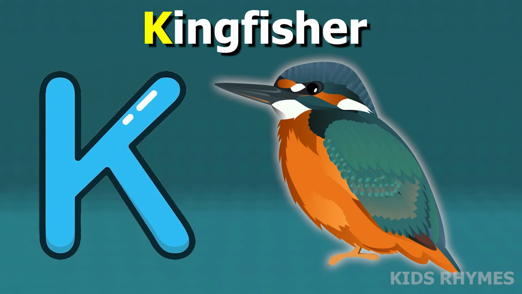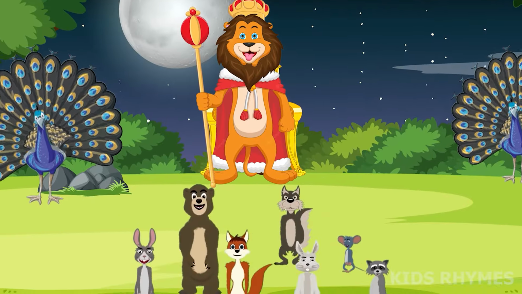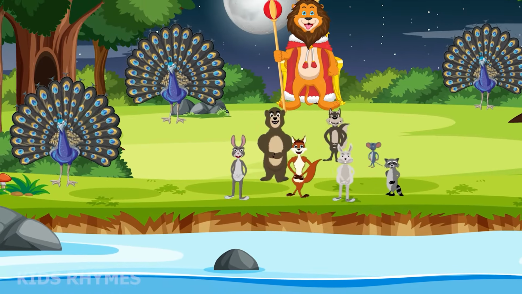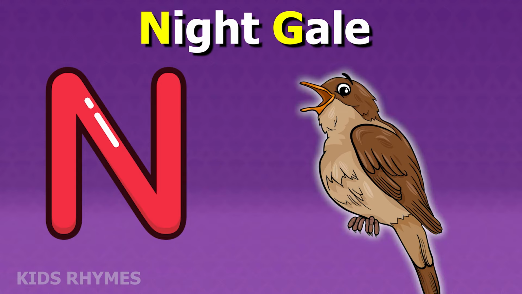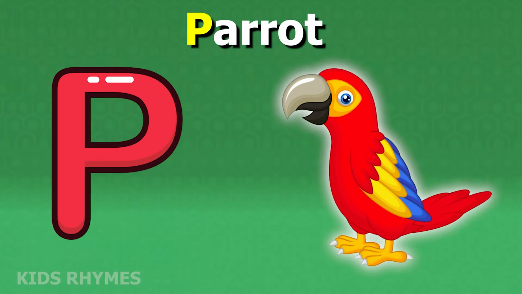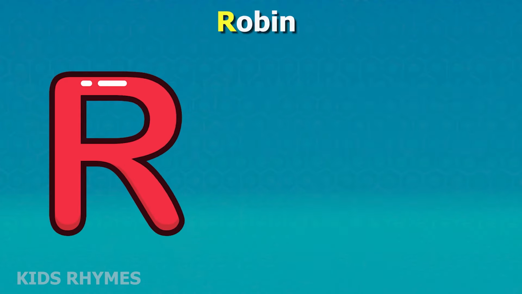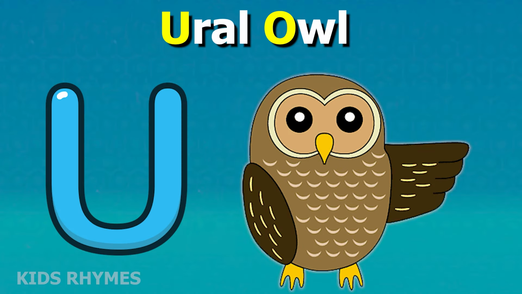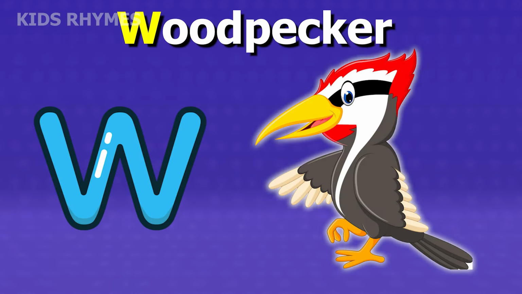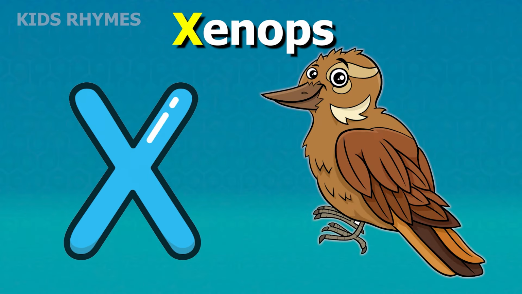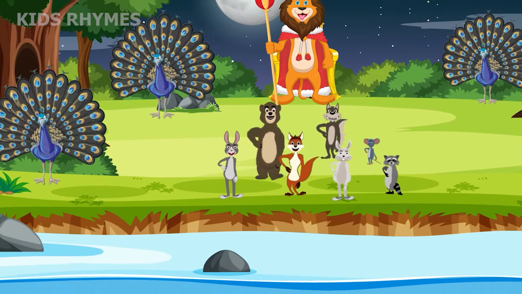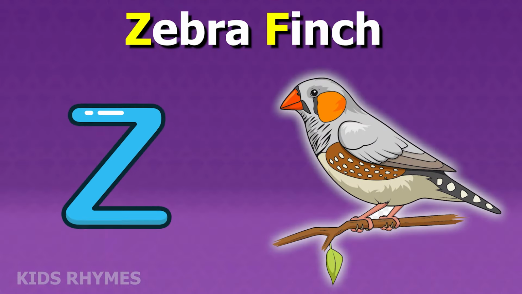I for eagle, J for jay, K for kingfisher, L for loon. M for mynah, N for nightingale, O for owl, P for parrot, Q for quail, R for robin, S for sparrow, T for turkey, U for owl, V for vulture, W for woodpecker, X for synops. Y for yellow warbler, Z for zebra finch.